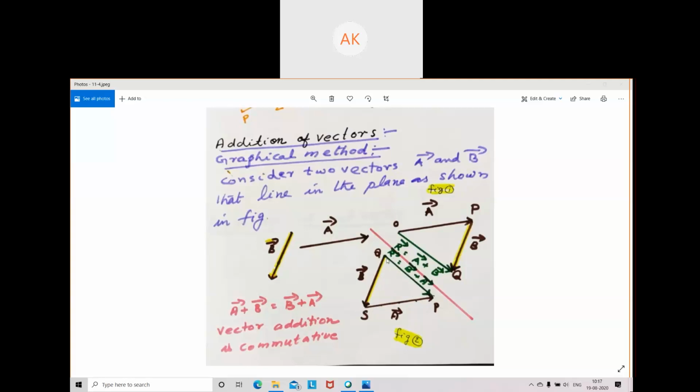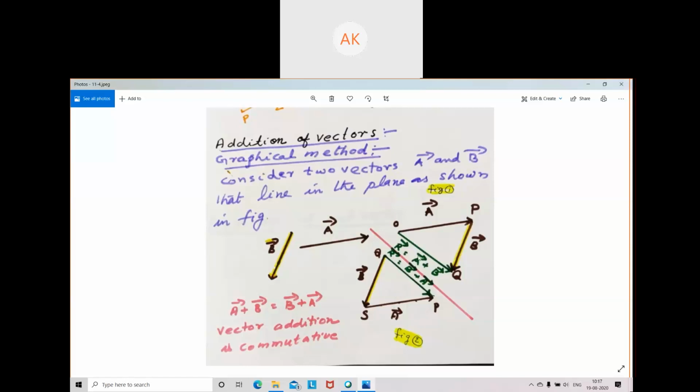Then how will you find B plus A? Join the tail of vector B to the tip of vector A. So with the green color pen I have drawn it. The line from the tail of vector B to the tip of vector A is drawn, and an arrow mark is put. That will represent the B plus A vector, the resultant vector. These two are vectors. What is the resultant of B plus A? For finding that, we used the tail to tip method, or head and tail method. Okay, that is done here.